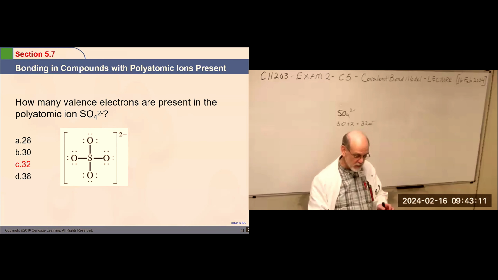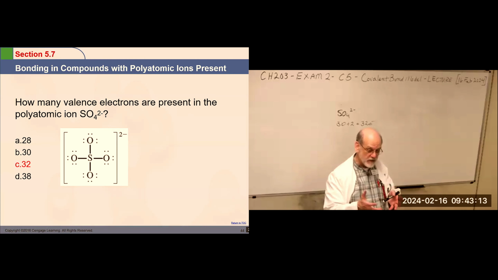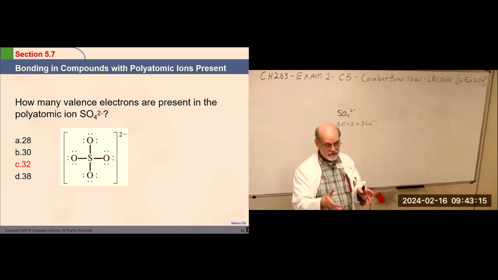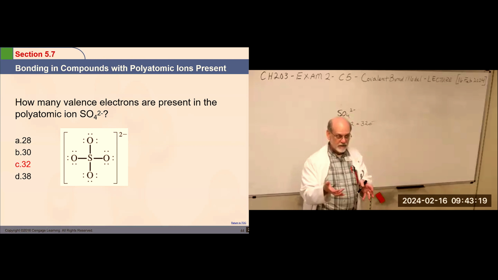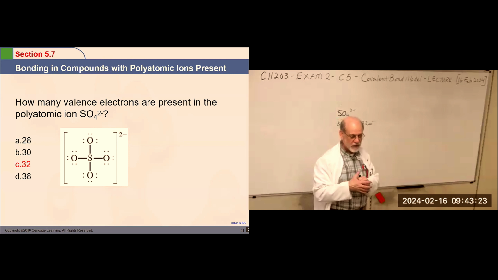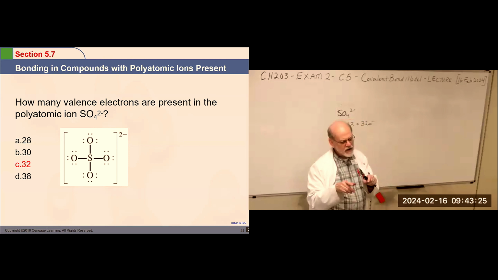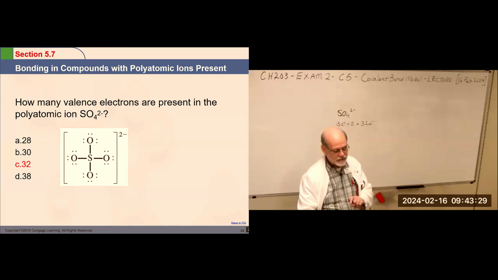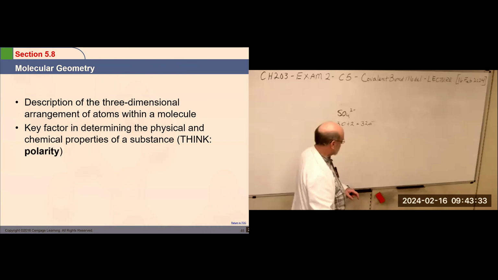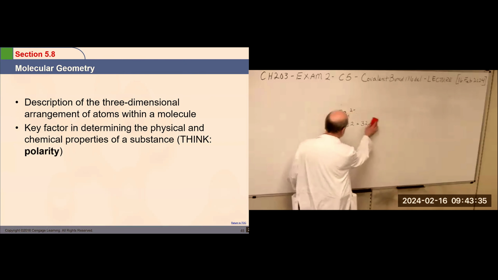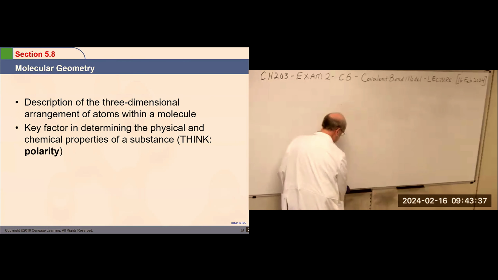So if you wrote just the inner part with the sulfur and the 4 oxygens, and you said that's the Lewis structure, it's wrong. Because that's not all the electrons that are there. Well, that's all the electrons that are there, but there's an unbalanced charge. So you have to include the charge also. Okay, I mentioned geometry. We're almost there.